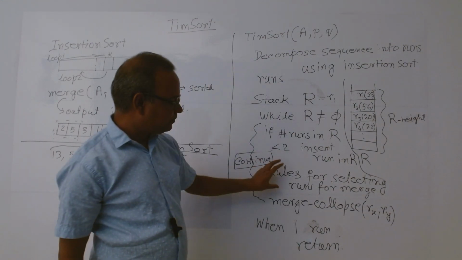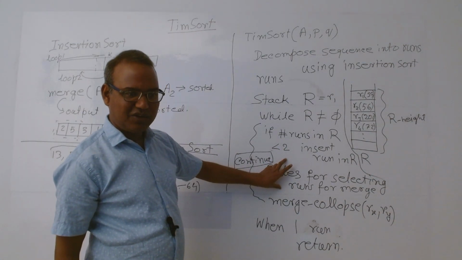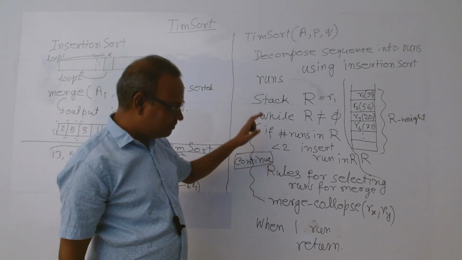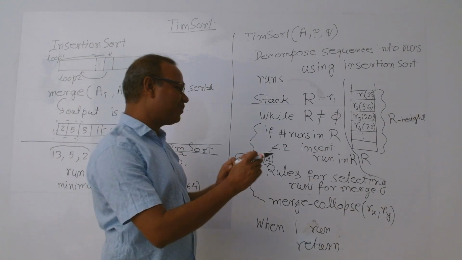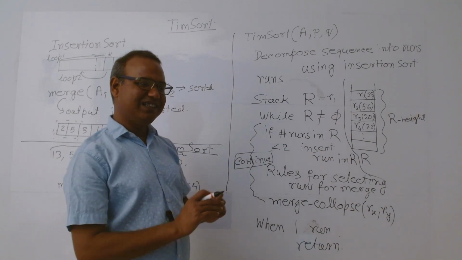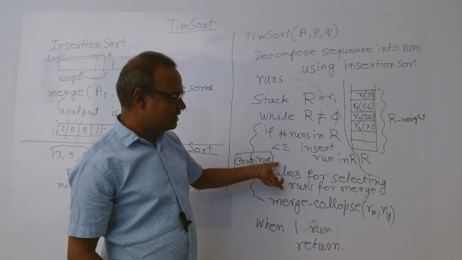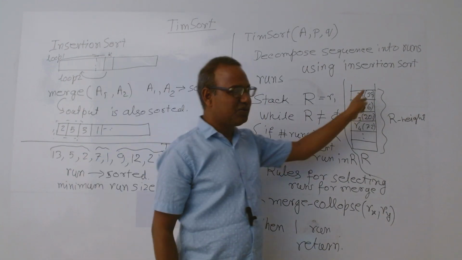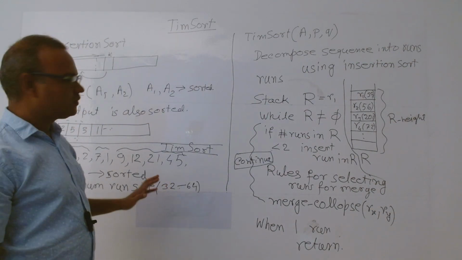Now there are many rules, many conditions, like if x, r1 greater than r2, then r3. But the moral of this rule set is selecting the two runs. Now, how does the complexity work?